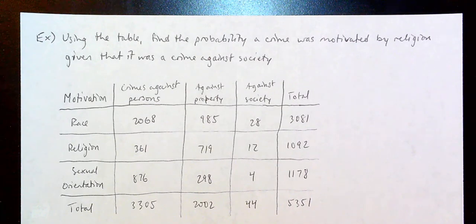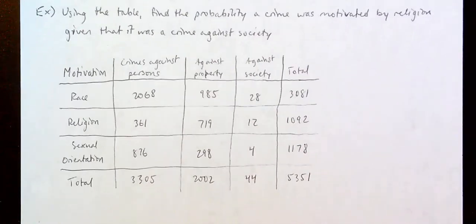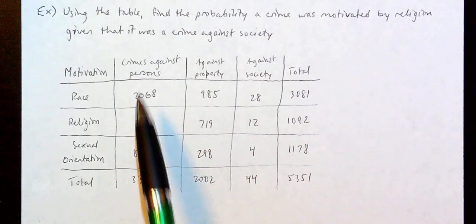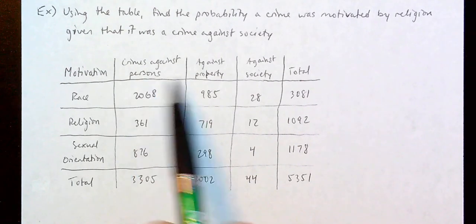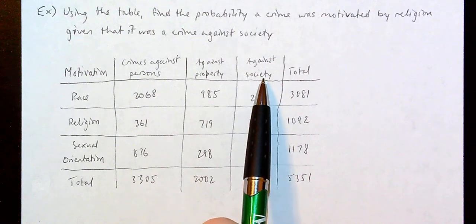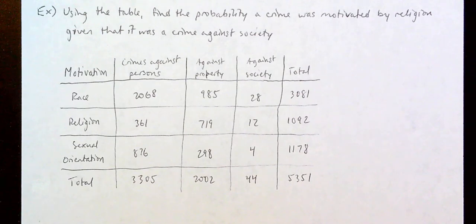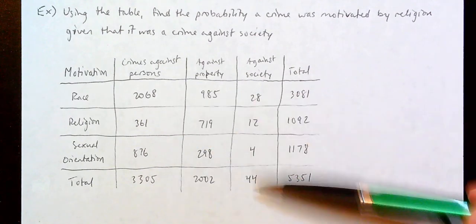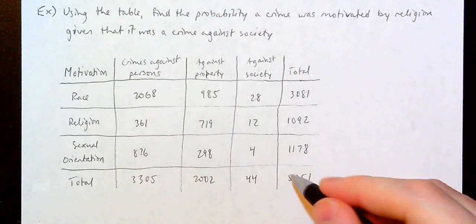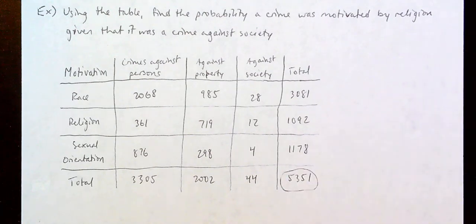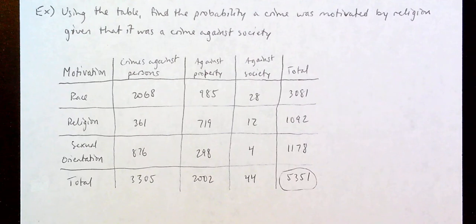Using the table that is given below, find the probability that a crime was motivated by religion, given that it was a crime against society. So we have the various motives across the top: crimes against persons, against property, and against society, and then the motivation: race, religion, sexual orientation. And then we have the totals for each of these columns and each of these rows. Note that the total number of crimes here is 5,351.